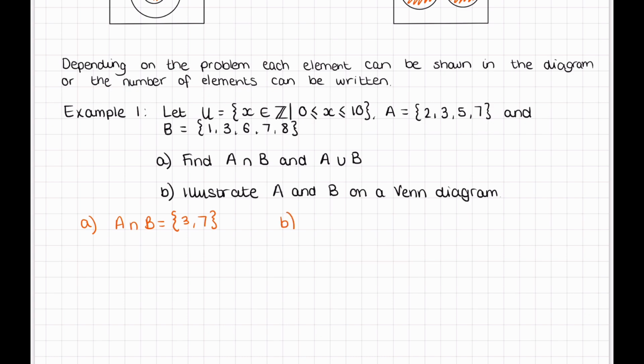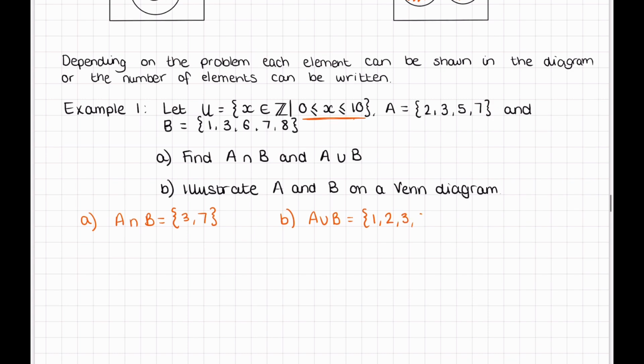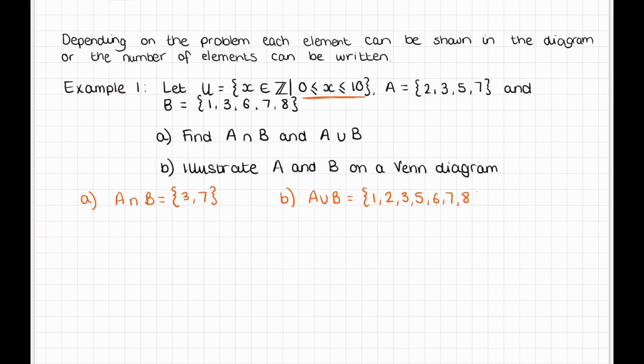In part B, we want to find the union, A or B. For this one, I always just like to look at the original universal set, which is everything between 0 and 10. Go through each number separately and have a look: is it in A or B? Starting at 0. 0 isn't there, so it's not in the union. 1 is, 2, 3. 4 is not in either, so we're not going to write that down. I can see 5, 6, 7, 8, 9 and 10 are not in either set, so we will not be including them. So that's our union, the numbers that are in A or B or both.